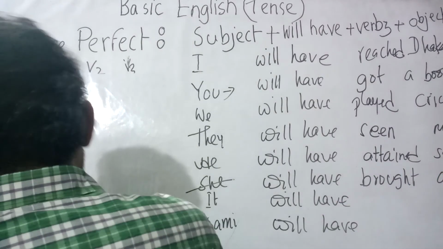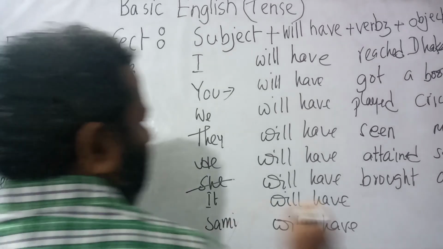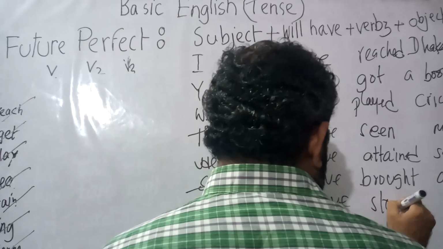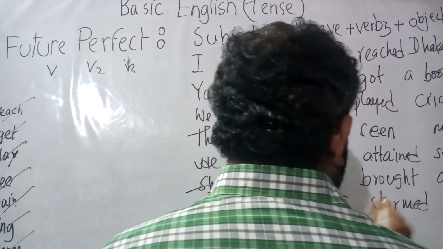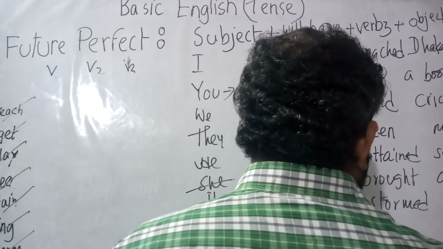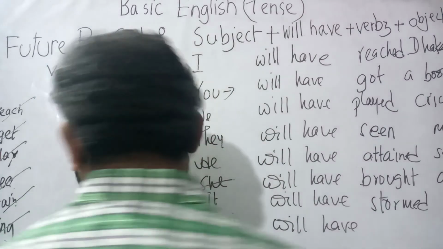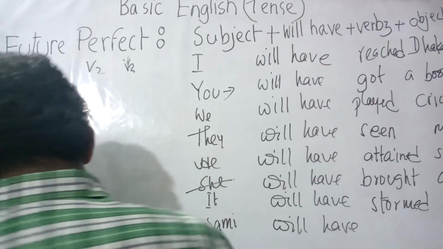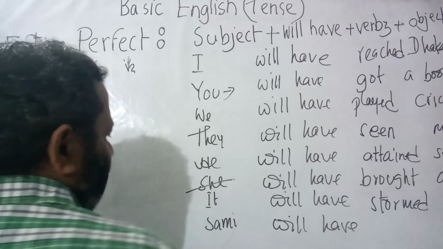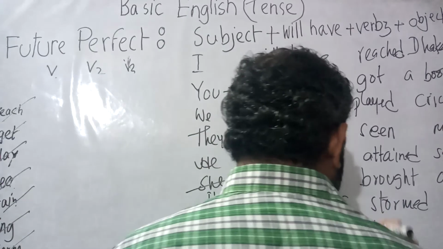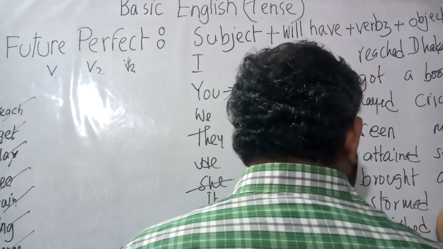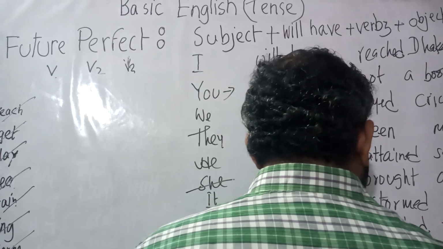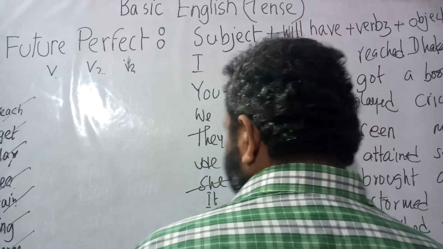Now let us take the verb storm. It will have stormed. Verb 3 form of the word storm is stormed. It will have stormed here. Now we can write violently, terribly. Now if I take the word finish, Sami will have finished the work.